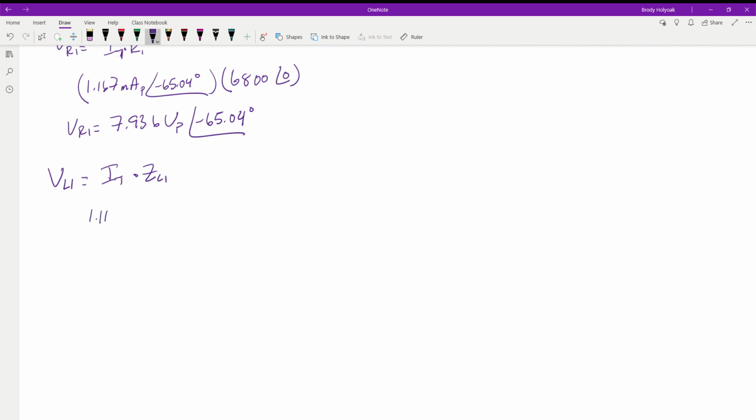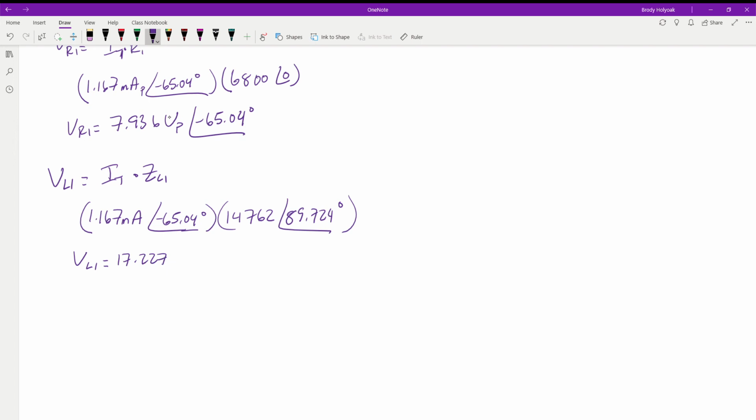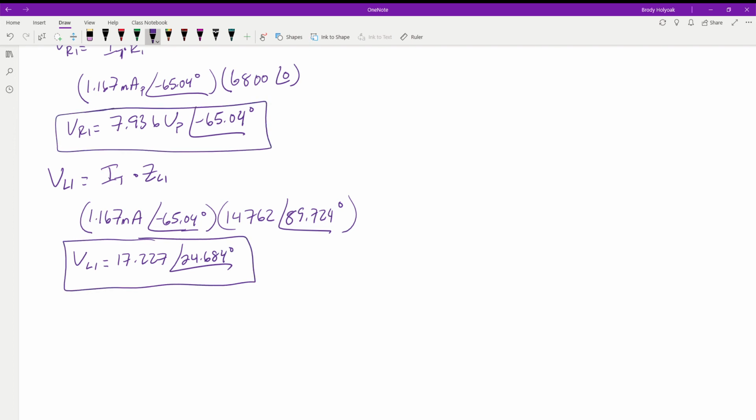So we take 1.167 milliamps at an angle of negative 65.04 degrees, multiplied by our 14,762 at 89.724 degrees. The voltage across the inductor is 17.227 at an angle of 24.684 degrees.